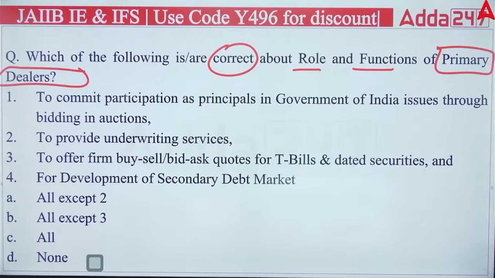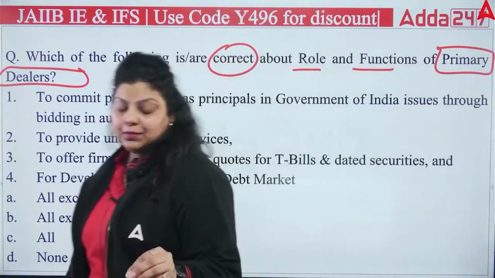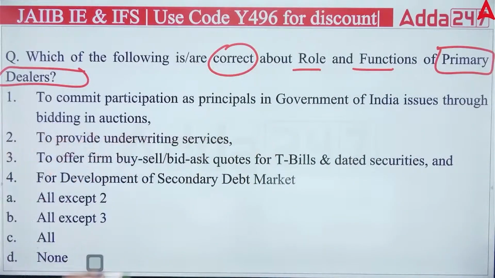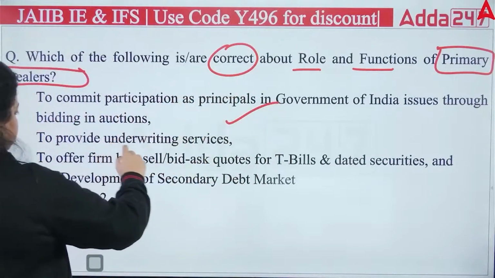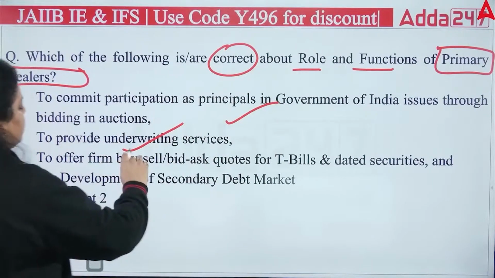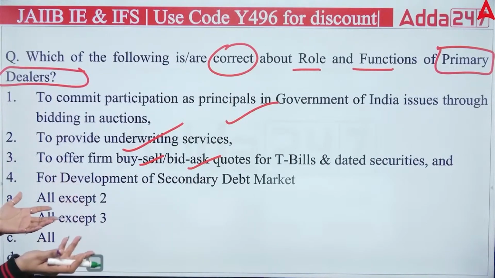Okay. So the right answer here will be, okay, now. So when it comes to the role of your primary dealers, it helps RBI with the selling and purchasing of government securities in the bidding auction process. It provides underwriting services. It also offers firm buy, sell and bid-ask quotes for treasury bills and dated government securities. These are government securities.